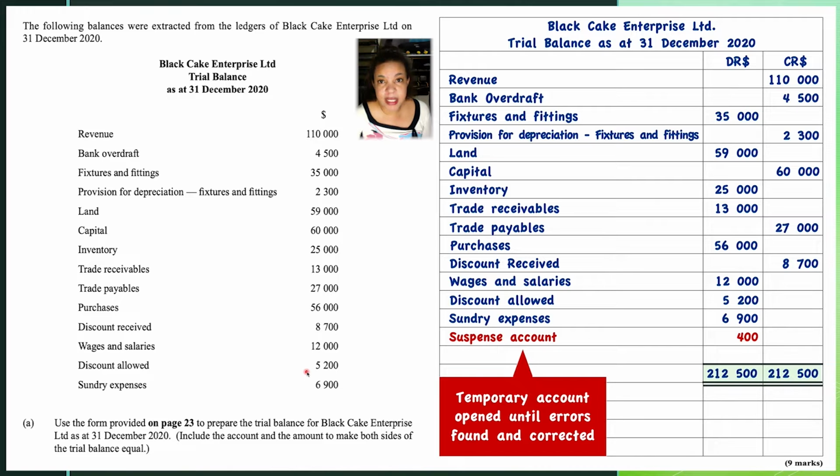So we had done this example, we had done our trial balance, and what we noticed is that the debit side was less by 400. So we had opened a suspense account, we put the suspense account, 400 in the debit column, so that both sides, debit was equal to credit.